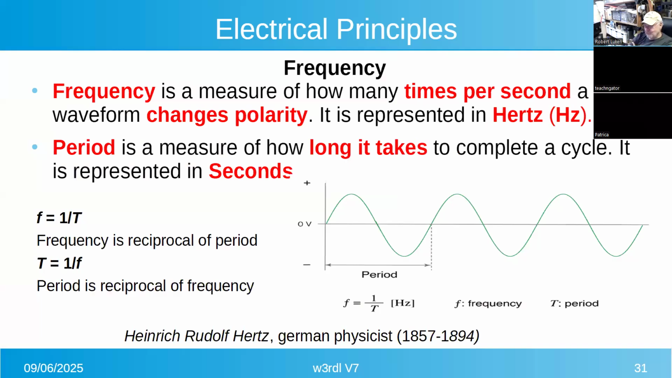Frequency. When we talk about alternating current, we need to know how many times per second it alternates. And we measure that in hertz. So 1 hertz is 1 cycle per second. So 2 hertz would be 2 cycles per second. I still like cycles per second.